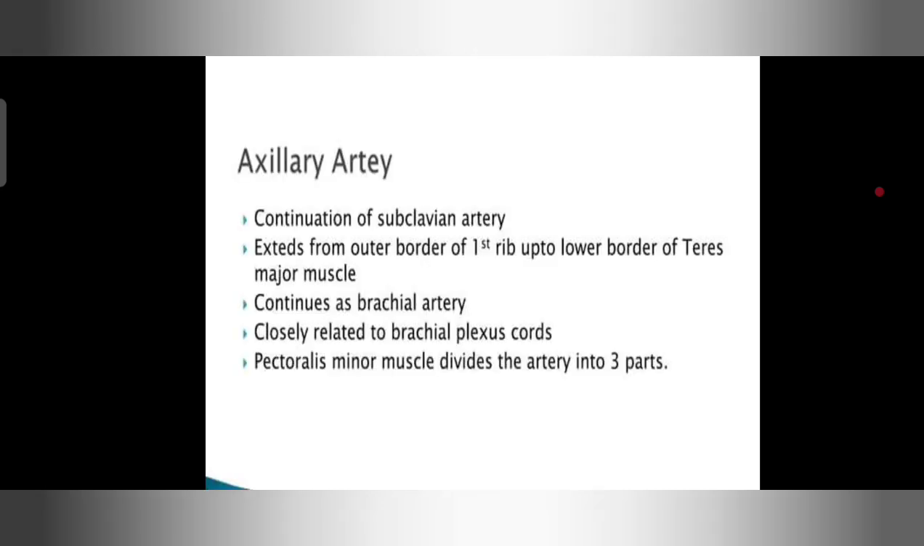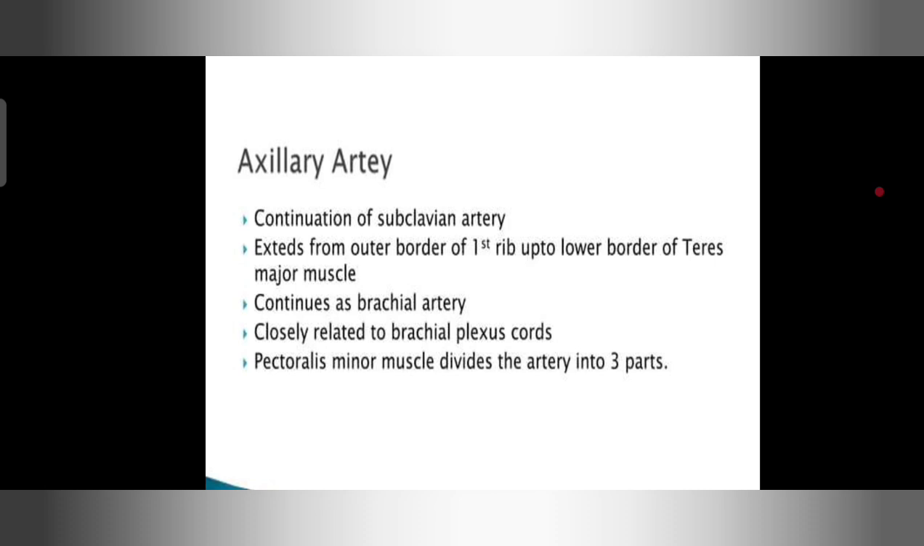So, in this presentation, we'll discuss the axillary artery anatomy. First is the introduction. The axillary artery is the continuation of the subclavian artery. It extends from the outer border of the first rib up to the lower border of teres major muscle. Then it continues as the brachial artery.